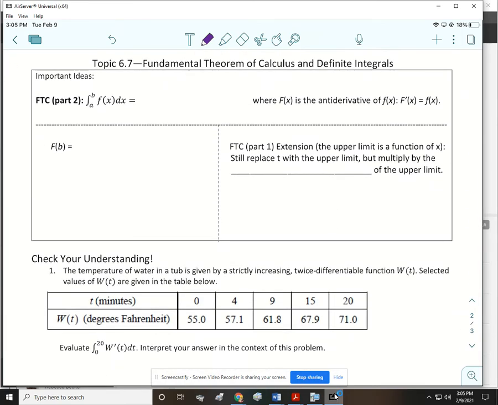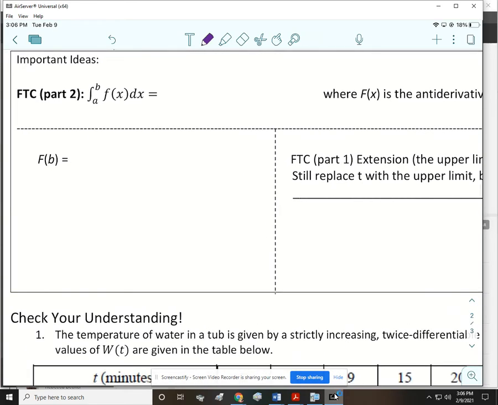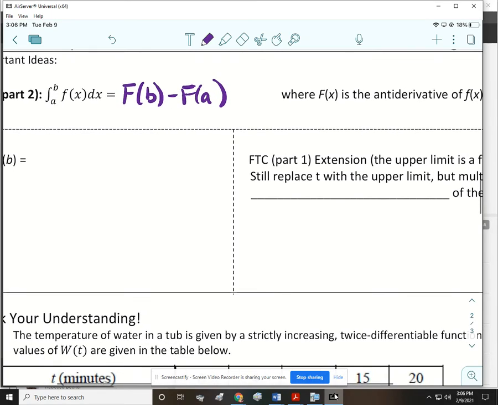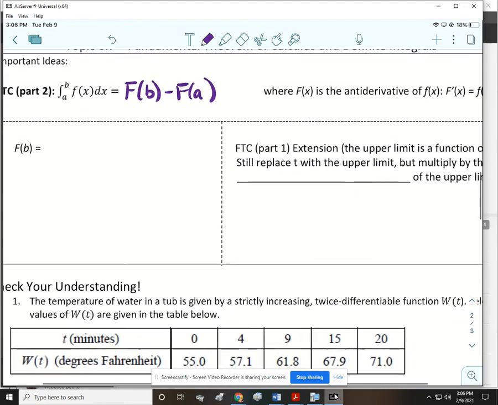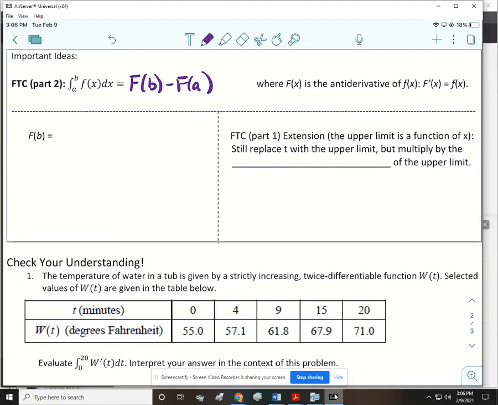Okay, so the fundamental theorem of calculus part 2 is when we're doing a definite integral. So we have upper and lower limits. We're going to do F of b minus F of a, where F of x is the antiderivative, or the F prime of that would give you f of x.